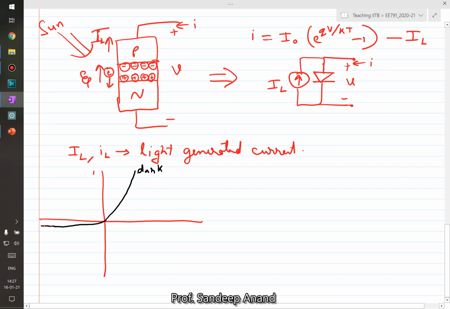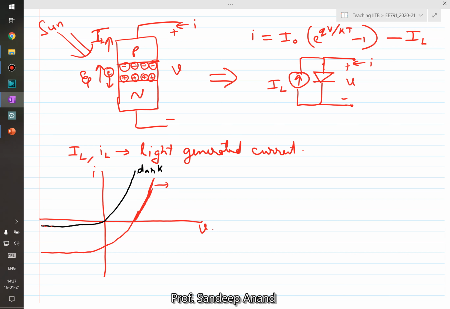So what has happened is I and V, everything remains the same. I have just vertically shifted the whole characteristics down. So this is how the everything has changed. Right? This is how the new characteristics look. So this is the characteristics of a solar cell.